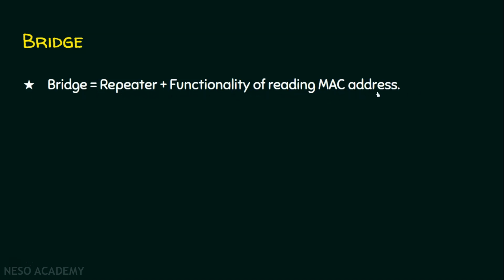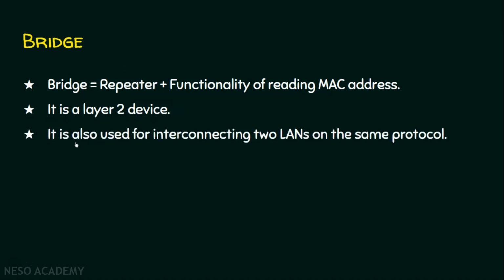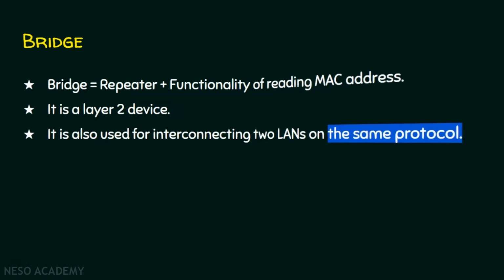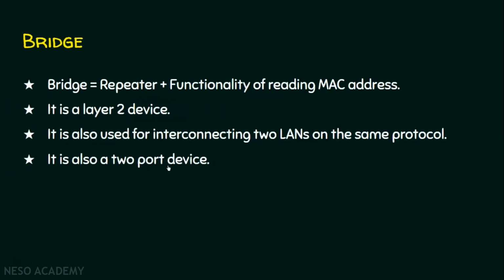Whenever a device deals with the MAC address only, that device will be a layer 2 device. So bridge is also a layer 2 device. We will see what is the use of a bridge. Bridges are also used for interconnecting two local area networks on the same protocol. The very important point is on the same protocol. Say we have two local area networks and these two local area networks are using the same protocol, then bridges are used to interconnect these two local area networks. It is also a two port device like a repeater. A repeater has only two ports. Likewise, a bridge will also have only two ports.